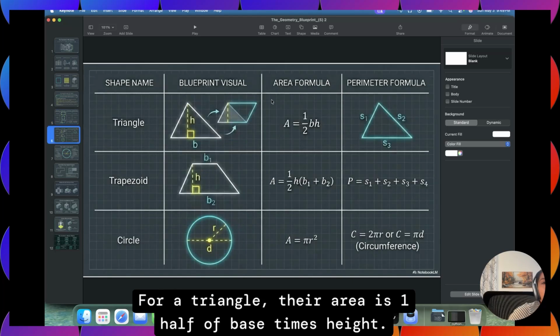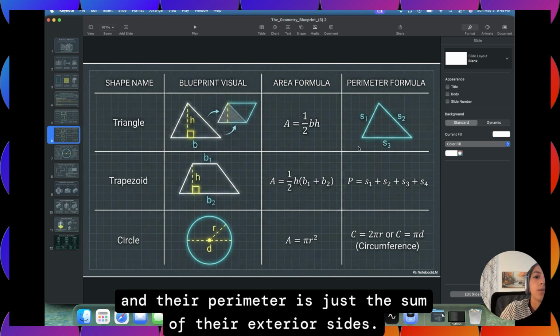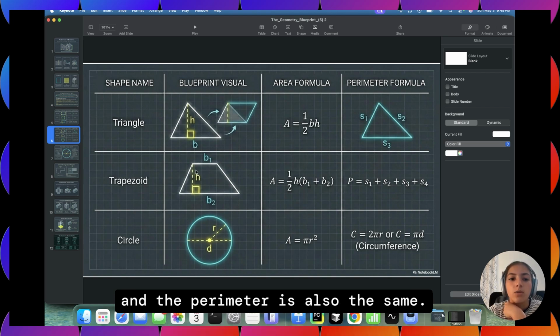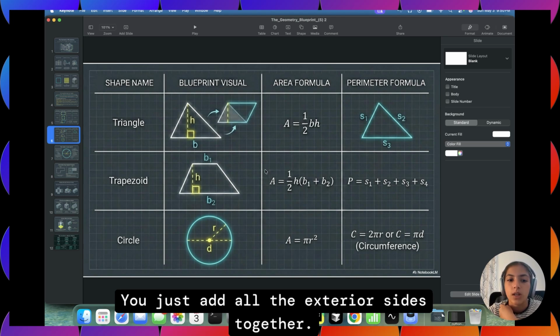For a triangle, the area is 1/2 of base times height, and the perimeter is just the sum of the exterior sides. For a trapezoid, the area is a half of the height times base 1 plus base 2. And the perimeter is also the same: you just add all the exterior sides together.